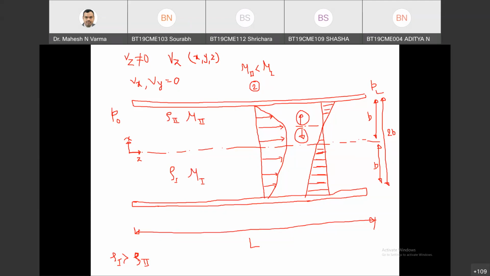End effects are neglected because W is very large as compared to 2B. This is the specific reason: width is very large as compared to 2B. When width is large, only then can I say end effects are neglected. So this is not a function of y. Whether it is a function of z?